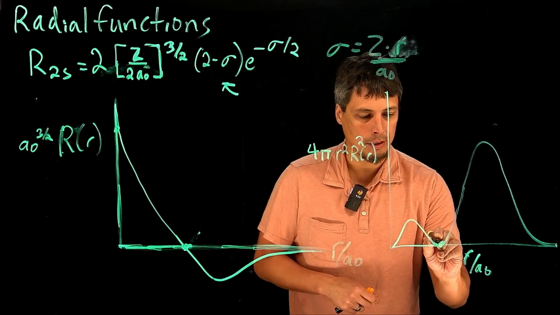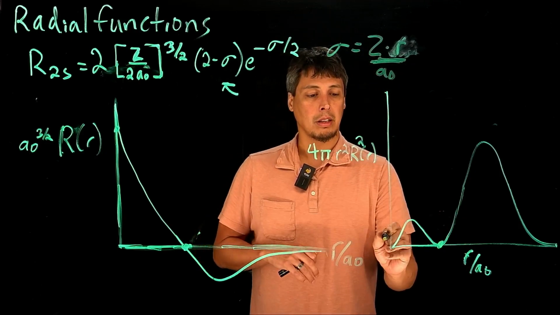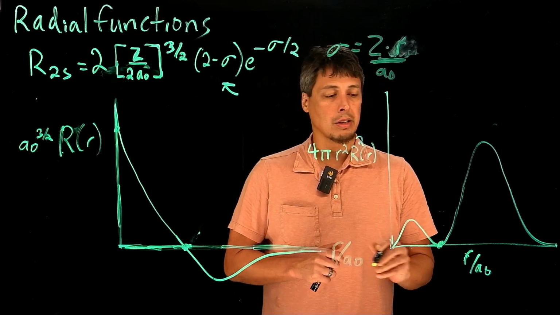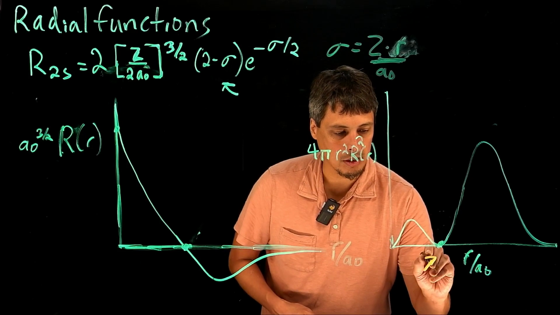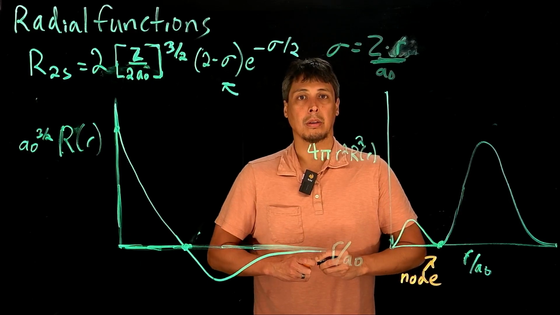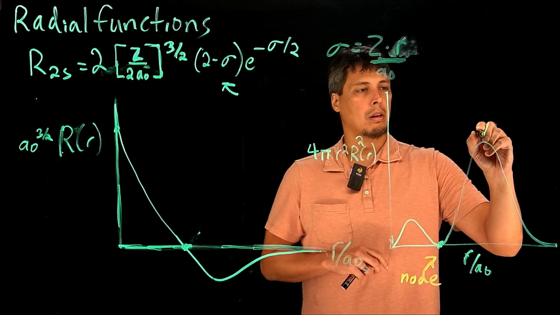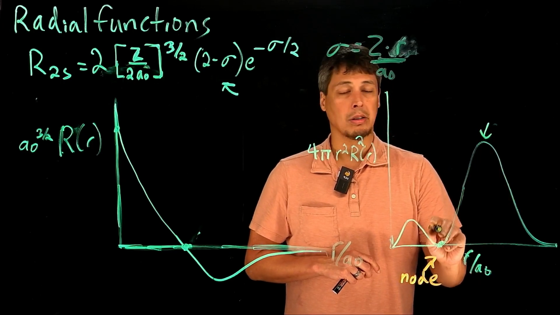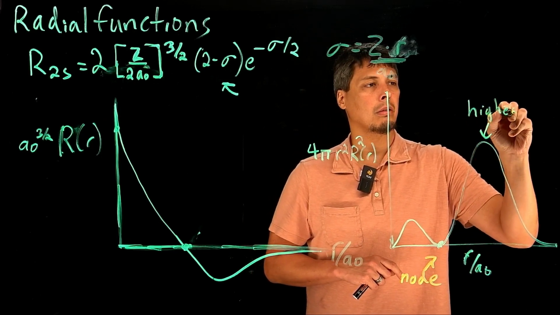And so we have a point at which electron density will never be found. In addition to at the nucleus, we have another point of radius r at which no electron density will ever be found. This is very similar to the one-dimensional particle in a box, and that is a node. And we see we have two local maxima, where at a longer distance than this node, we have the highest probability of finding the electron.